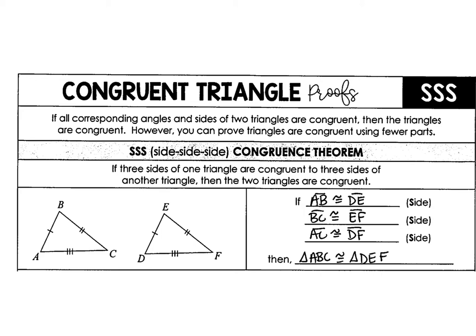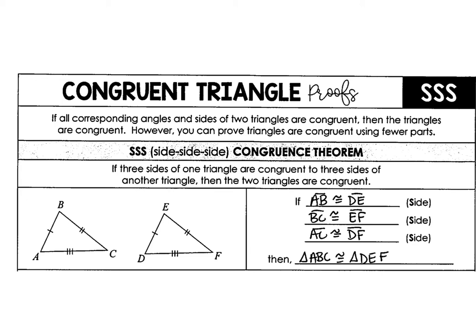If you can prove that all three sides of one triangle are congruent to all three sides of the other triangle, then you can assume the two triangles are also congruent. So here's how it reads. If all corresponding angles and sides of two triangles are congruent, then the triangles are congruent. However, you can prove it with fewer pieces. The first way is side, side, side.